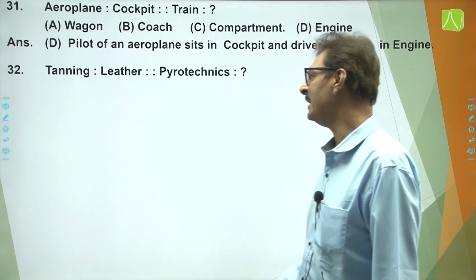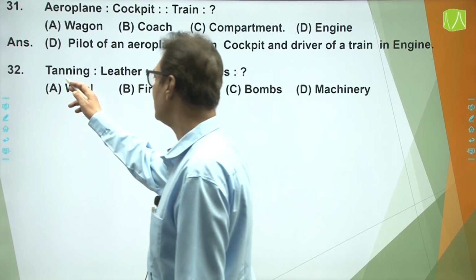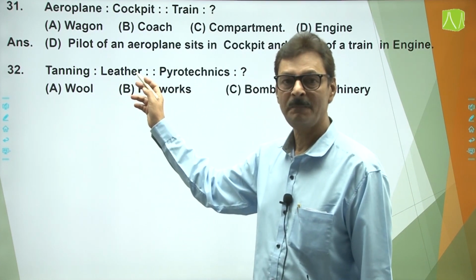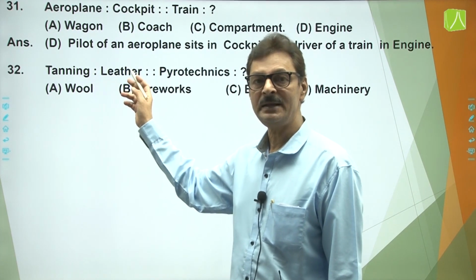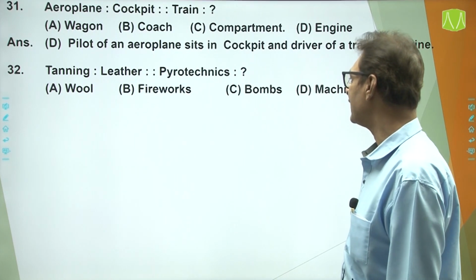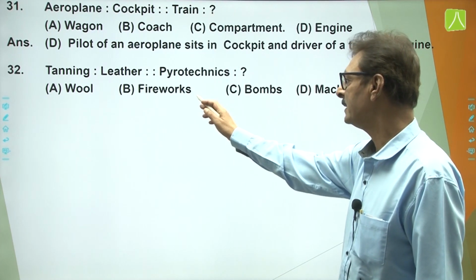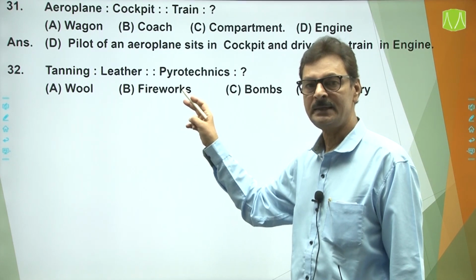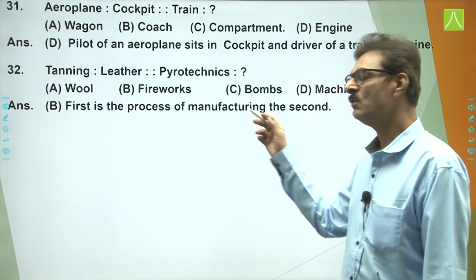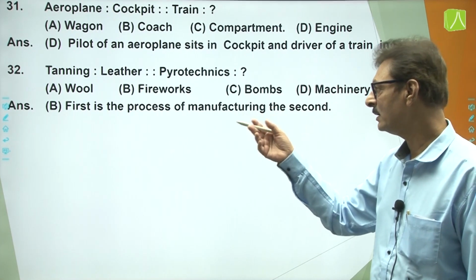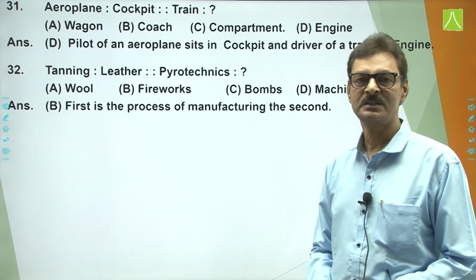Tanning is again a nice one. Tanning is to leather, pyrotechnic is to what? Wool, fireworks, bombs and machinery. What is the relationship between tanning and leather? So tanning is the technique of making leather, and pyrotechnics is the technique to make wool? No. Bombs? No. Machinery? No. The technique of making fireworks, crackers, is called pyrotechnics, and the technique of making leather is tanning. So first is the process of manufacturing the second. Tanning is the process to manufacture leather, and pyrotechnics is the technique to manufacture the fireworks.